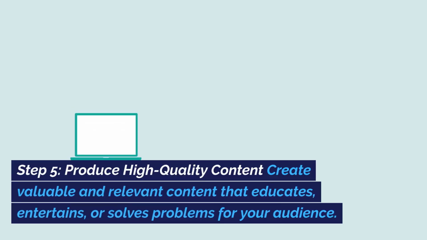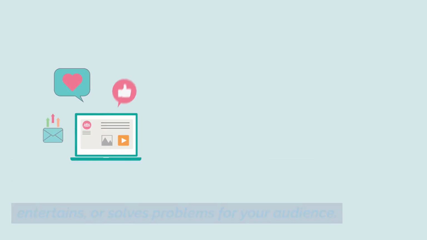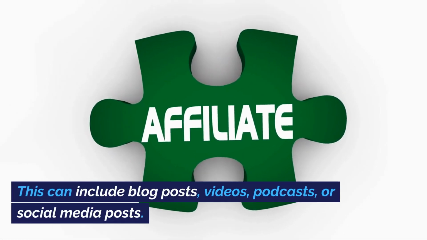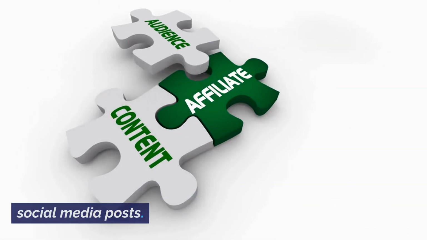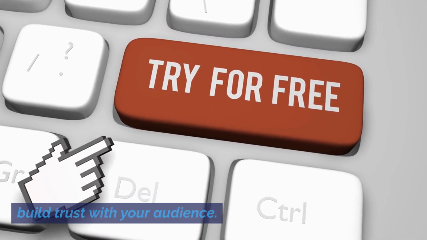Step 5. Produce high-quality content. Create valuable and relevant content that educates, entertains, or solves problems for your audience. This can include blog posts, videos, podcasts, or social media posts. Your content should establish your expertise and build trust with your audience.